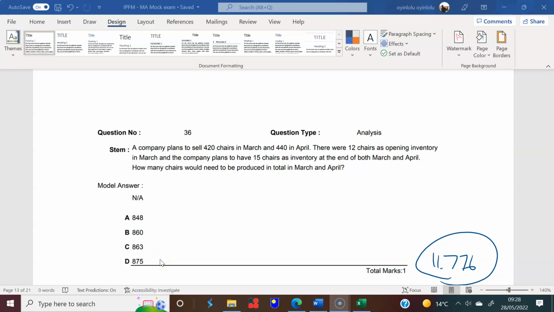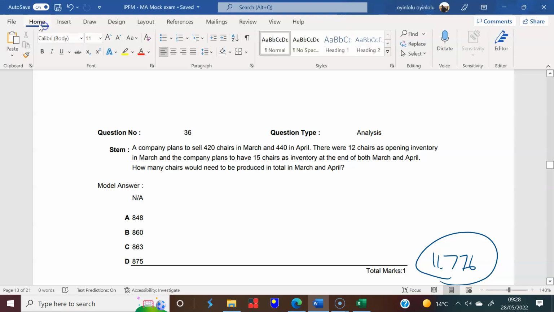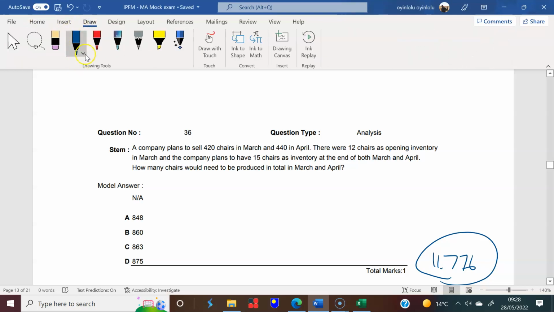Right, so let's do this. Question 36. What we have here is a scenario that looks like this. The plan is to sell 420 chairs in March and 440 in April. It says there are 12 chairs in March. It's a bit of a long one, isn't it?